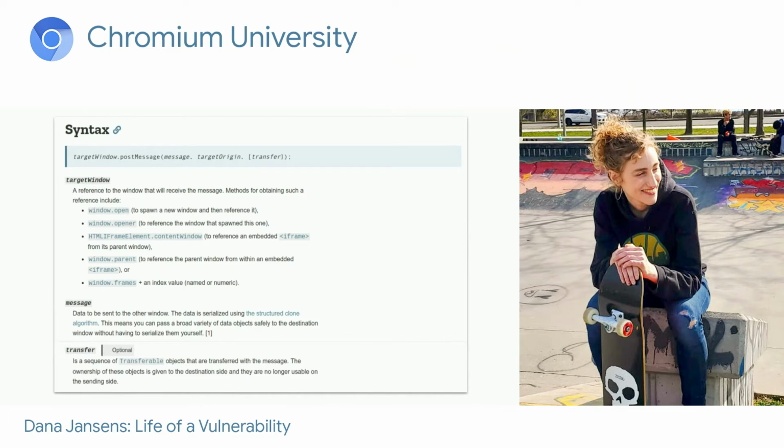Objects are transferred via the last parameter, named transfer. You can use that to give JavaScript objects to the other window. Note that it says the ownership of these objects is given to the destination side, and they are no longer usable on the sending side. Remember that. It'll be important for understanding the exploit. That means from the point of view of the sender that the JavaScript object is deallocated.